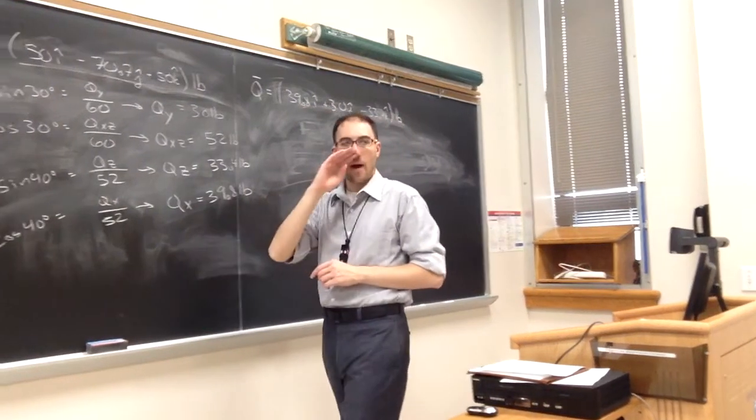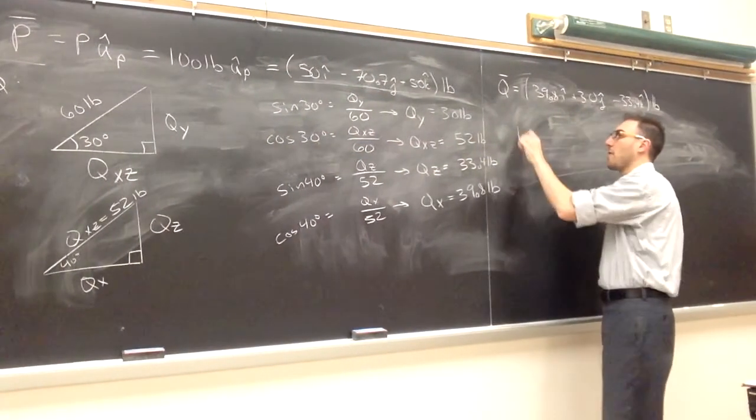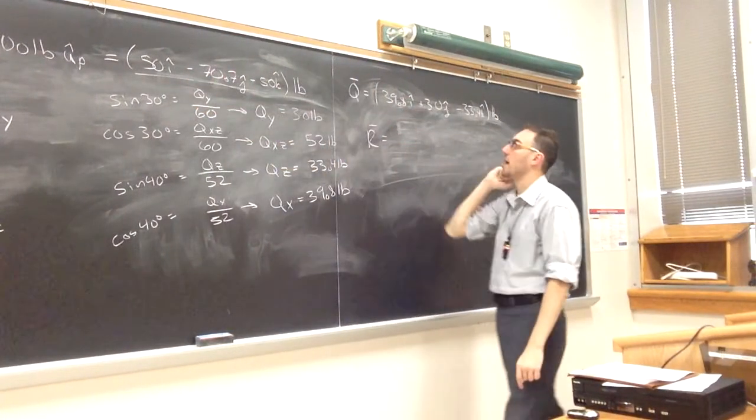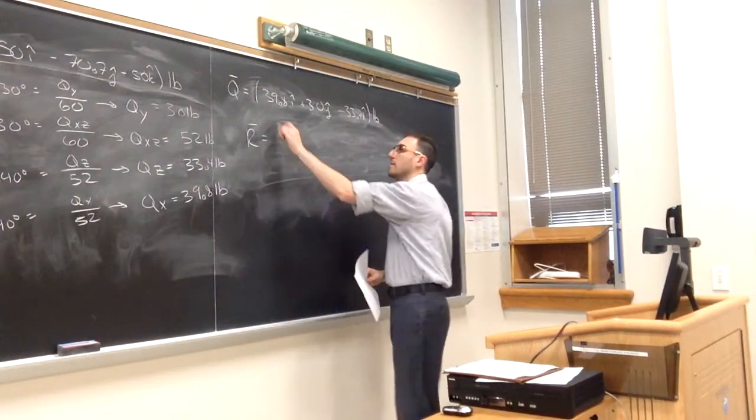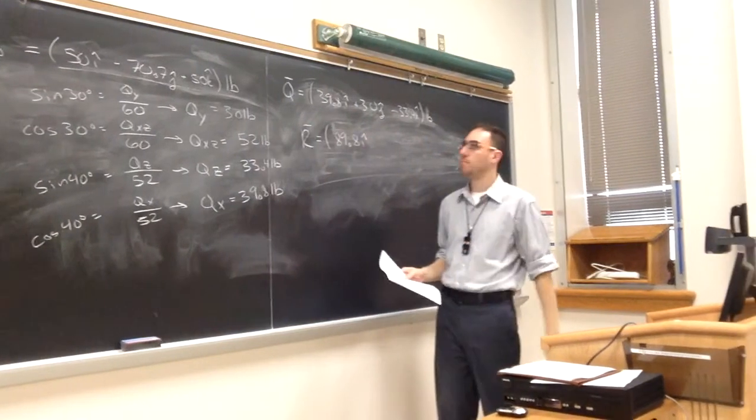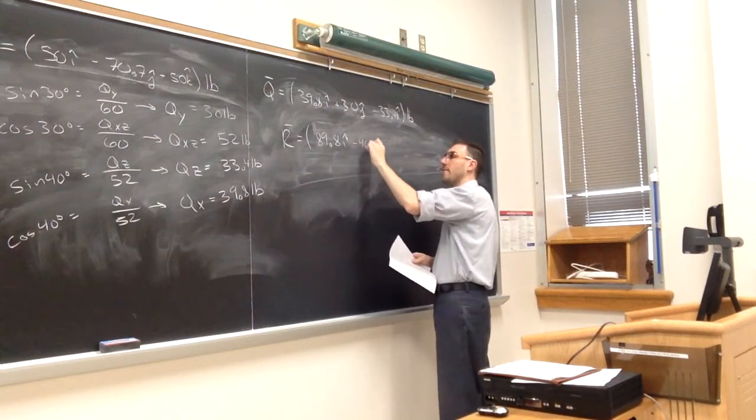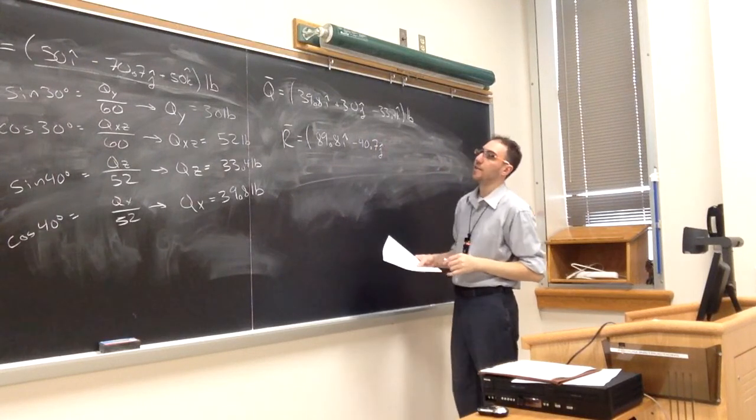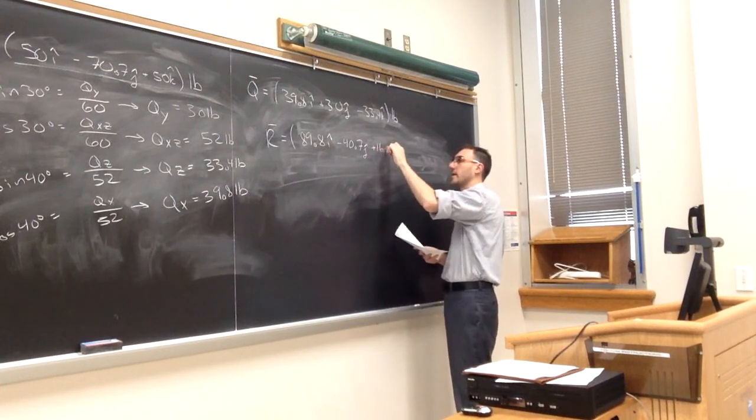Right, so the last step now is we want to find the resultant of these two forces acting simultaneously. This is the easy part. We just add the like terms together. So 50i plus 39.8i is going to give us 89.8i. Negative 70.7j plus 30j gives us negative 40.7j. And the 50k minus 33.4k gives us a positive 16.6k.